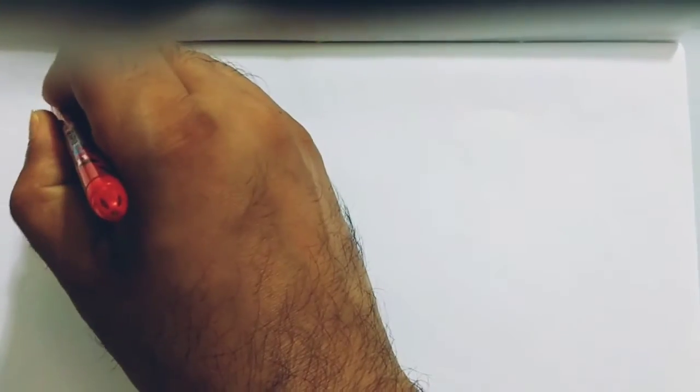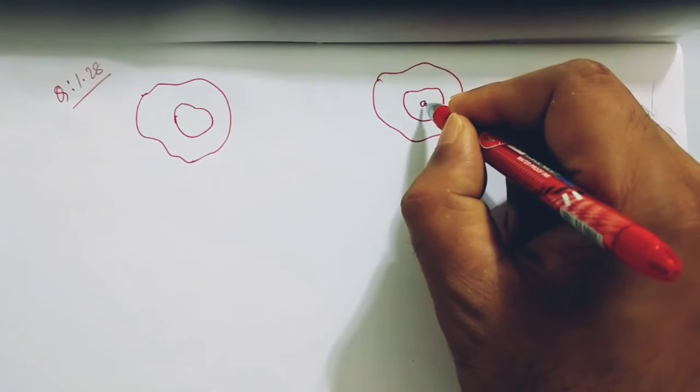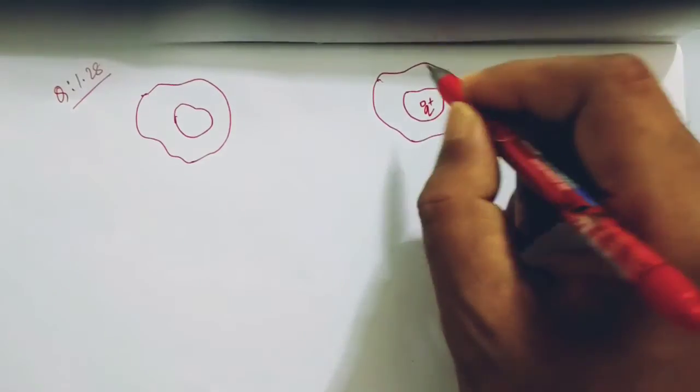Question number 1.28. It's a good question. It's a cavity related question. They have given a conductor A with a cavity, shown in figure 1.36a. There is a conductor, and inside there is a cavity. In the second case they have again given a conductor with this same cavity, but inside it they have put an insulated positive charge.